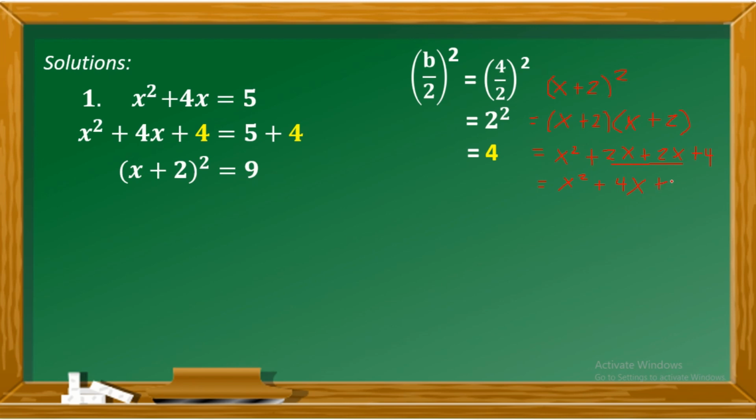Pino-confirm lang natin. Ayan. So, yung x plus 2 quantity squared, or x plus 2 times x plus 2, the answer is x squared plus 4x plus 4. So, ito siya. X squared plus 4x plus 4. Ngayon, itong x squared plus 4x plus 4, finactor natin, naging ganito na siya. Kaya naging ganyan, x plus 2 quantity squared. Kasi pareho lang naman sila, di ba? So, pinakita ko lang. Next.